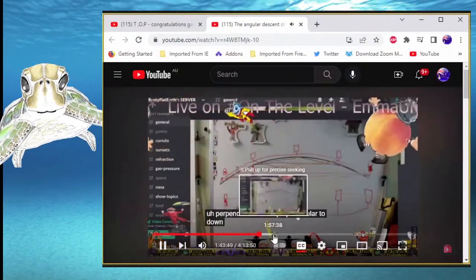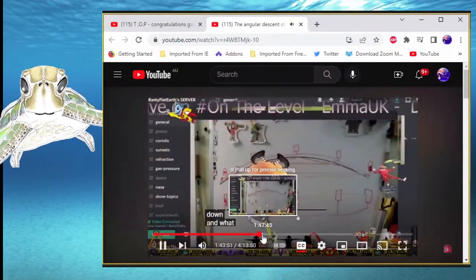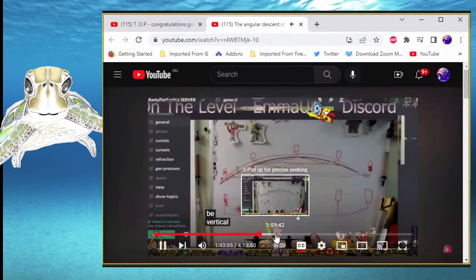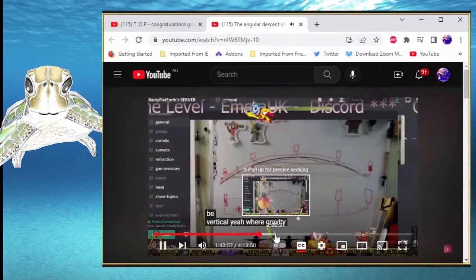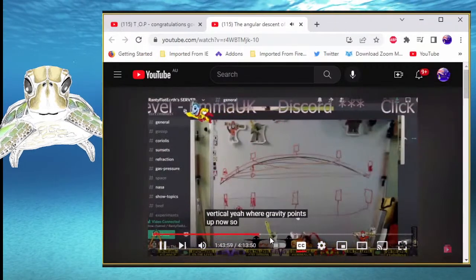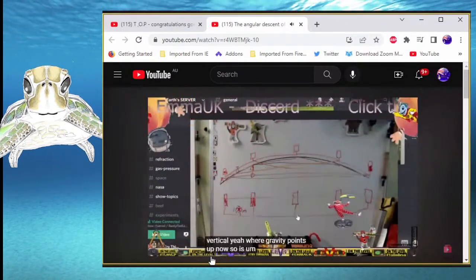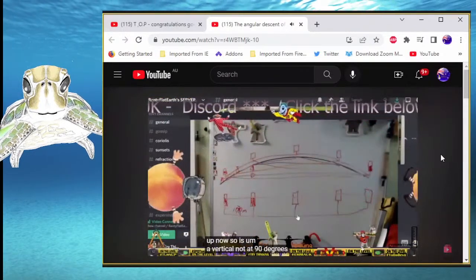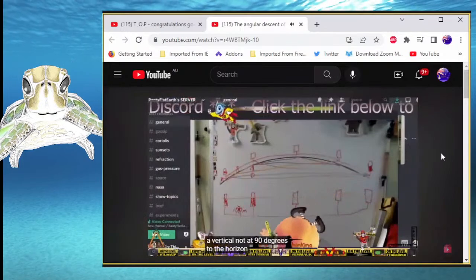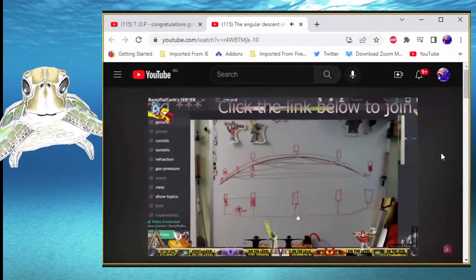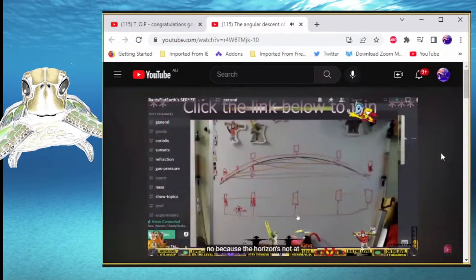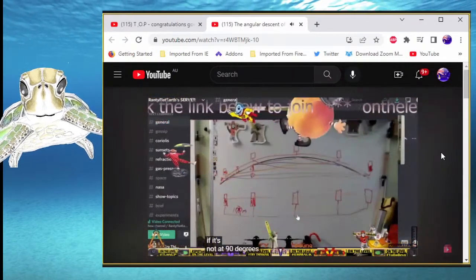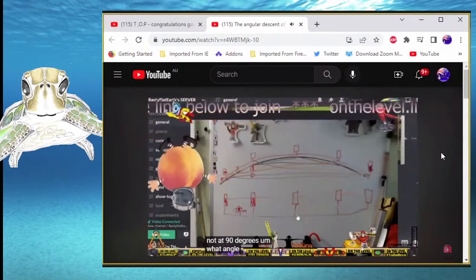Perpendicular to down. And what would that be? Would that down be vertical? Yeah, where gravity points up and down. So is a vertical not at 90 degrees to the horizon? No, because the horizon's not at eye level. So if it's not at 90 degrees, what angle is?